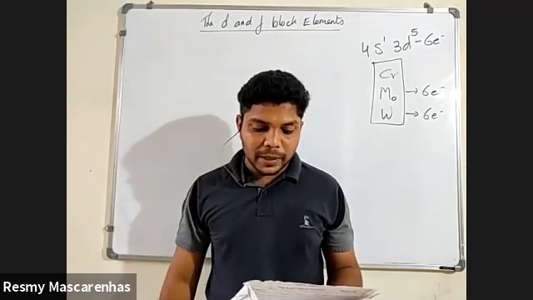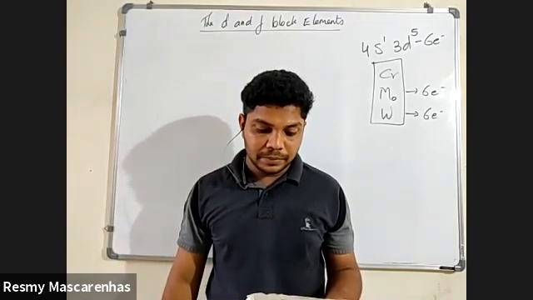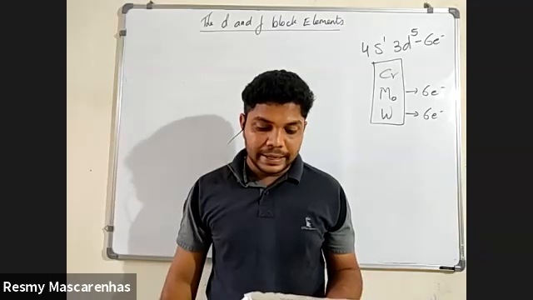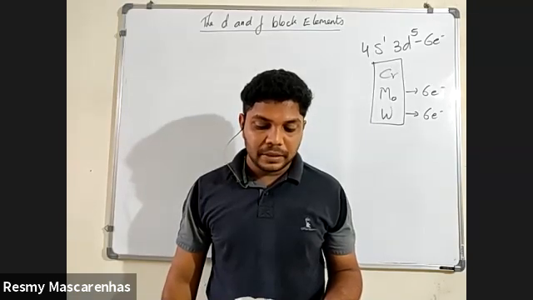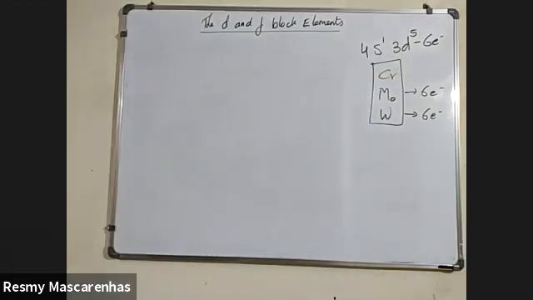Greater is the number of unpaired electrons, greater is the overlapping between the atoms, and stronger is the strength of the bond.